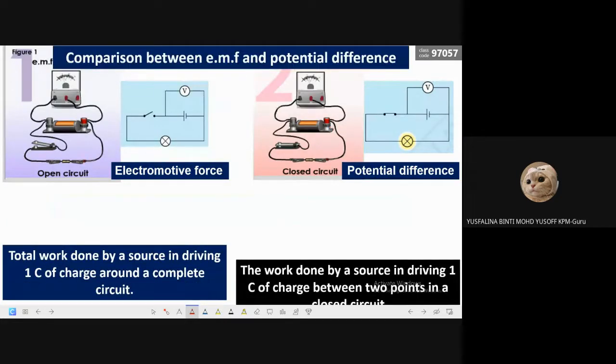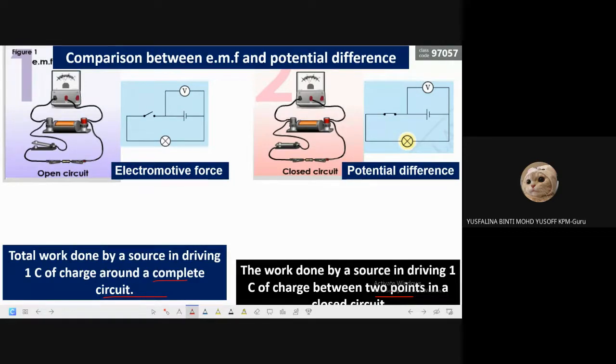Okay, the comparison between EMF and potential difference. The electromotive force is the total work done by a source in driving 1 coulomb of charge around a complete circle. So this one says a complete circle. You can see the difference here: complete circle, and this one is only between 2 points, right? Remember the one I said about the bird?